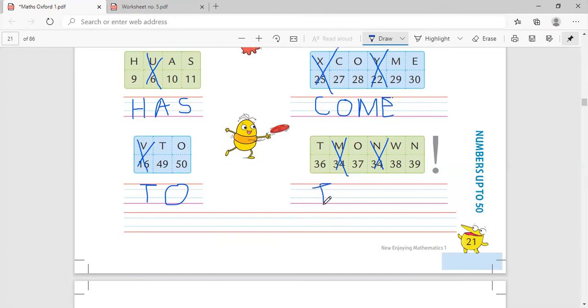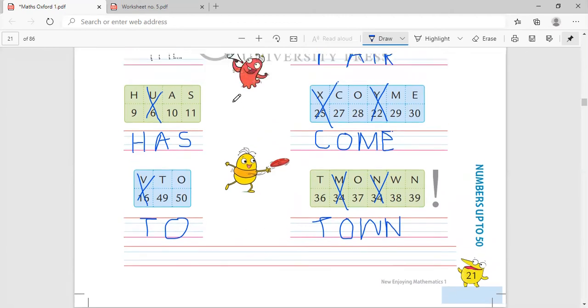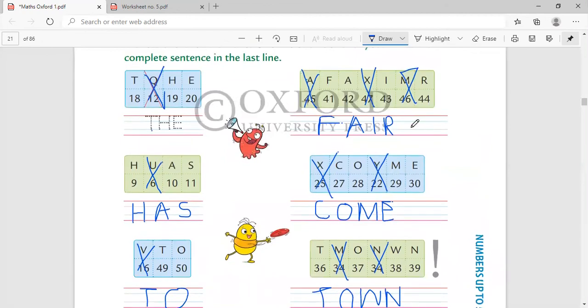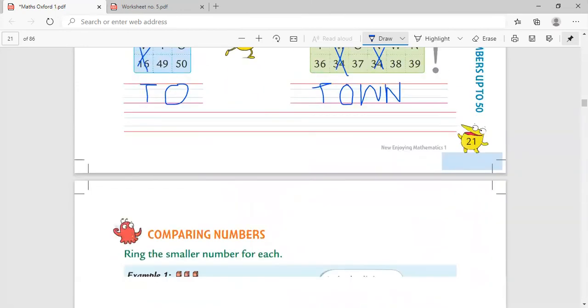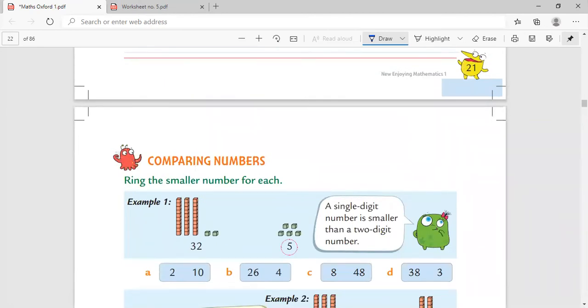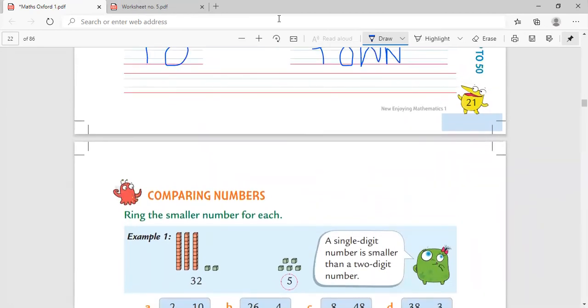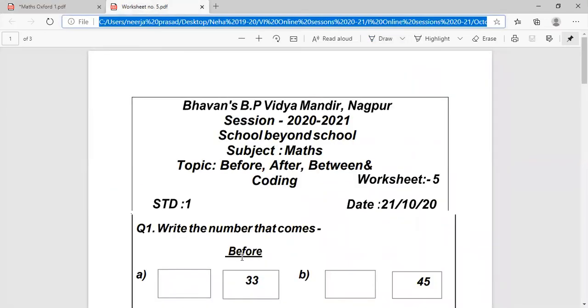So what we are going to do, this last line is mentioned here, as you can see. Last line is given here. You have to write all the sentences together. What will you write? The fair has come to town. You know that fair that comes where we go for Mela? Mela in English is called fair. Okay. So please write the complete sentence here. This is called coding. What is this called? Coding.